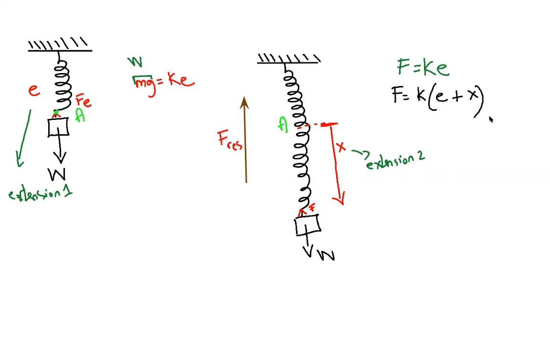Exactly. So that's why I did E plus X. I hope no one is confused about this. So forget length. We're not even talking about length at all. It's just extension. Okay, now F resultant is upwards.